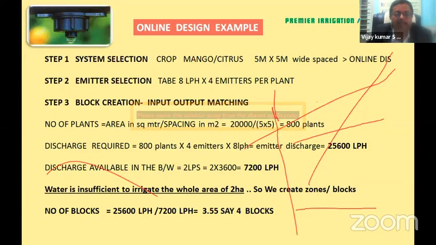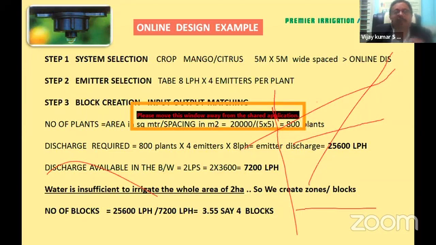So this is the second step. After that, we will have to create the block or the input output matching. This is the most important and critical step in the design. That means what? I have a certain quantity of water coming out from my tube well, and I have a certain requirement of water in the field. So I have to match it. So I have to check whether I have enough water in my bore well. So how to do that?